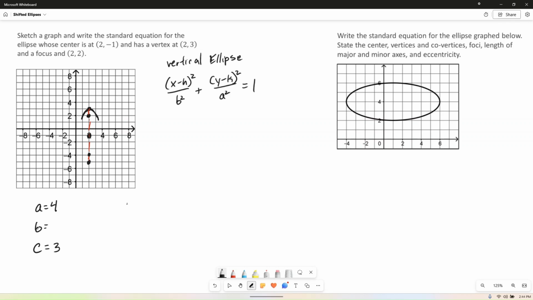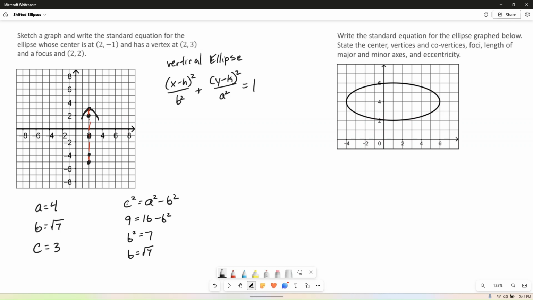Well, I already have that equation that we've seen before: c squared is equal to a squared minus b squared. So plug the 4 in for a, the 3 in for c, and we'll solve for b. So 3 squared is 9. a squared is 16, so we have 9 equals 16 minus b squared. If we add b squared and subtract 9 from both sides, we'll have b squared equal to 7. Right, 16 minus 9 is 7. And so b is the square root of 7.